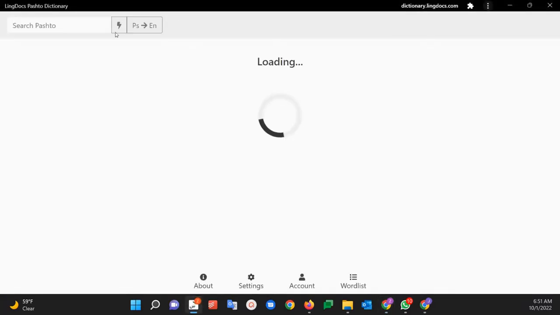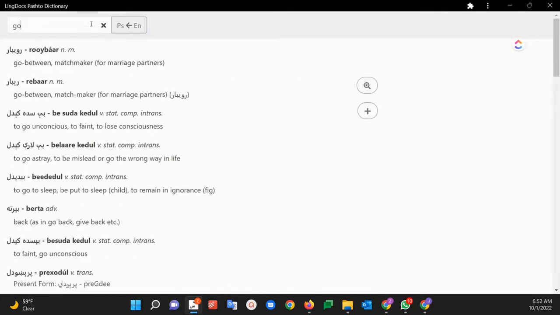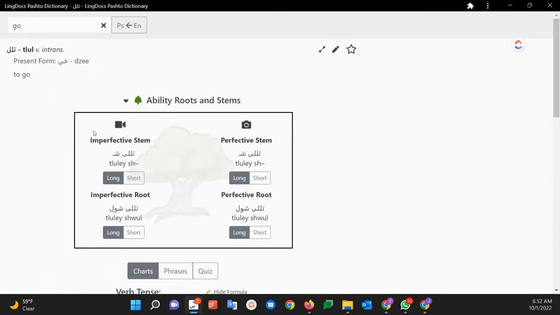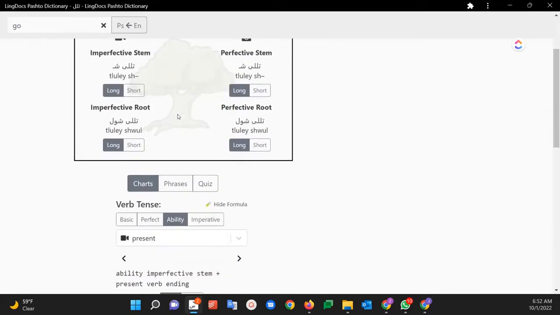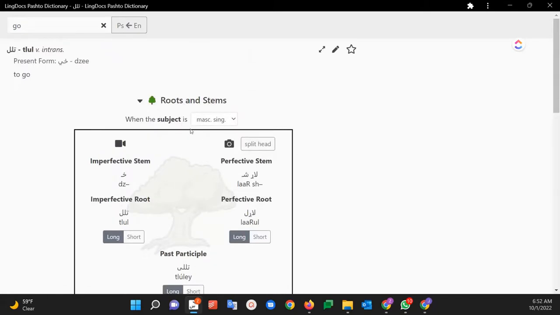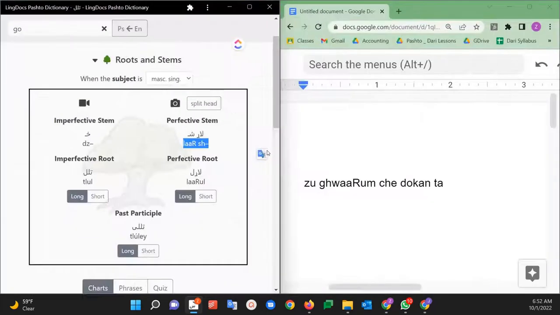So pull up your dictionary. Right, and I can look up to go. Oh, this might be a hard one to look up actually, because there's tlel is the verb, okay? And then you can look at the basic verb tense. Oh, no, I'm sorry. Just look at the roots and stems chart here. So we have imperfective stem, perfective stem, lard, sh. Okay, so that's great. So I'm going to take that. So goram che dukan the lard sham. Right? I want to go to the store.